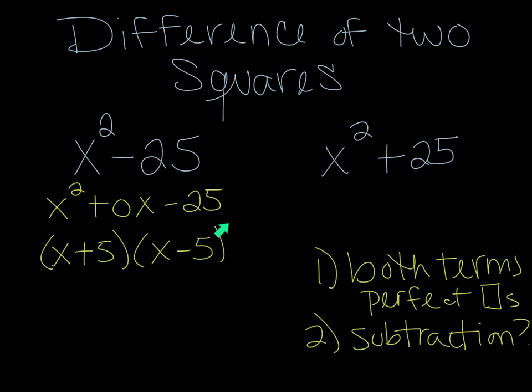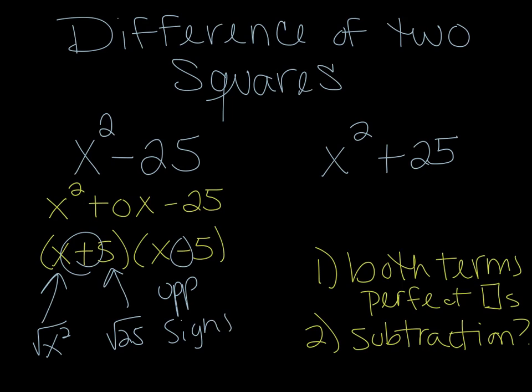So you're always going to have these types of factors where the first part in the binomial is the square root of the first term, the last number is the square root of the last term, and then you have the same values in your parentheses, just opposite signs.